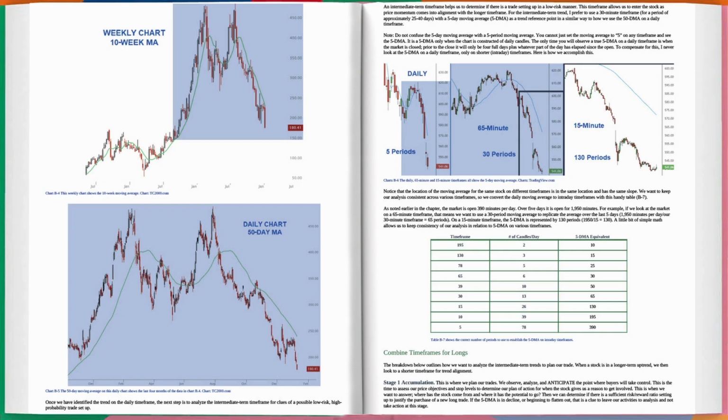For the intermediate term trend, I prefer to use a 30-minute time frame for a period of approximately 25-40 days, with a 5-day moving average, 5 DMA, as a trend reference point in a similar way to how we use the 50 DMA on a daily time frame. Note, do not confuse the 5-day moving average with a 5-period moving average. You cannot just set the moving average to 5 on any time frame and see the 5 DMA. It is a 5 DMA only when the chart is constructed of daily candles.